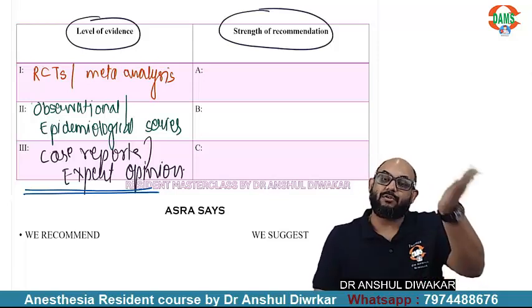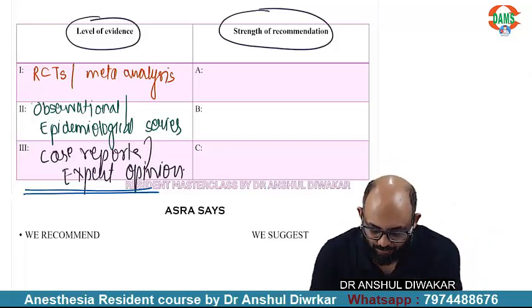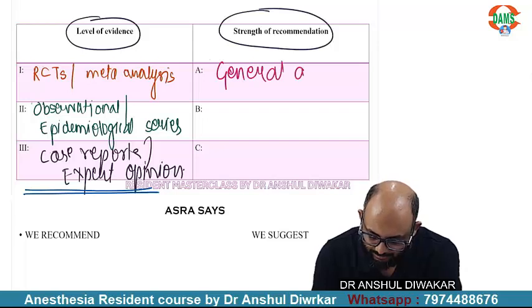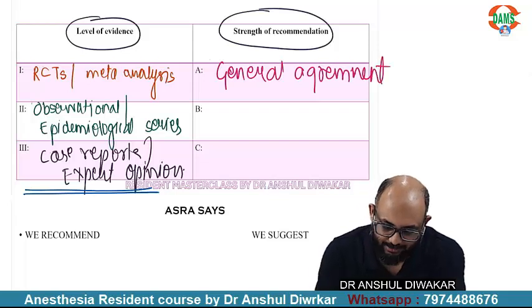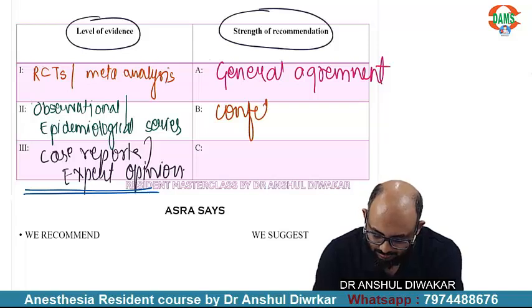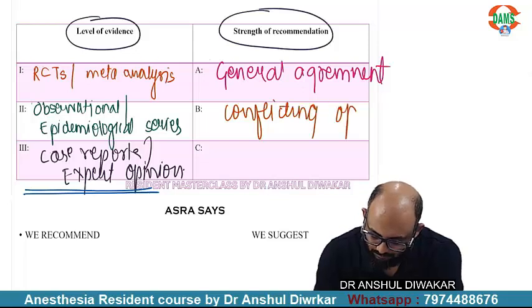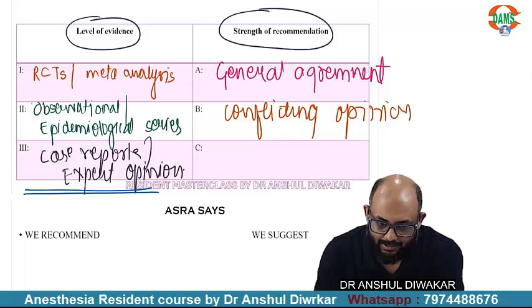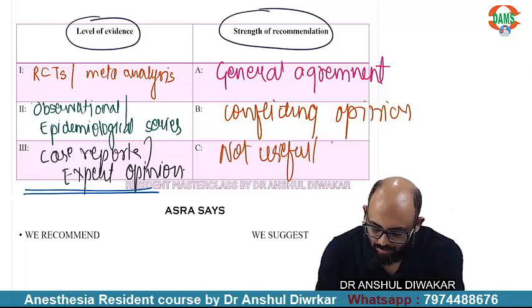And then what is the strength of recommendation in this evidence? So the strength of recommendation is if everybody agrees to it, general agreement, it is strength of recommendation A. B is when there are conflicting opinions. And C is when it is not useful or even possibly harmful.